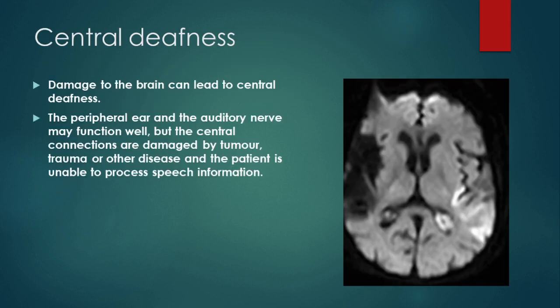Another type of hearing defect is central deafness. It occurs due to damage to the auditory cortex of the brain. Here, there is no problem in the functioning of the ear and transmission of neural signals to the brain. But the auditory cortex cannot process the neural signals because of a tumor or damage caused by an accident or due to some other diseases. The brain fails to process the auditory information.